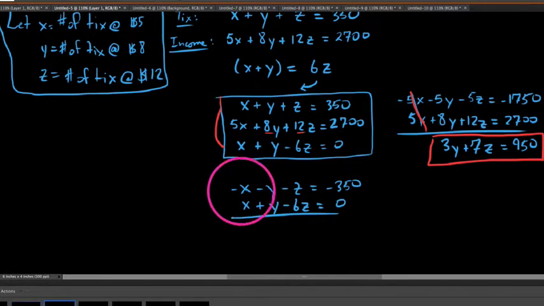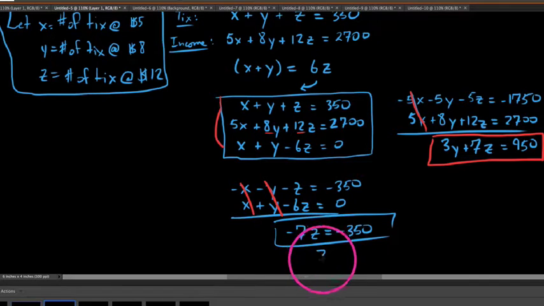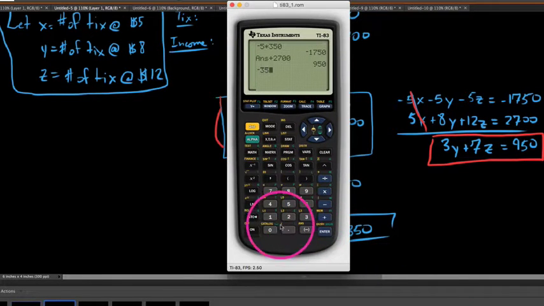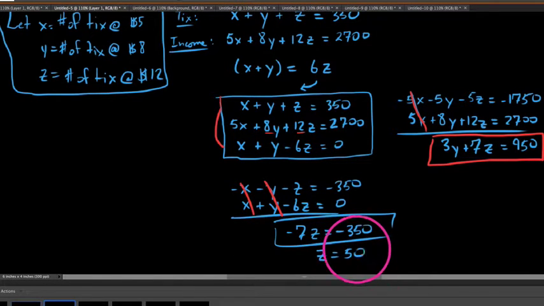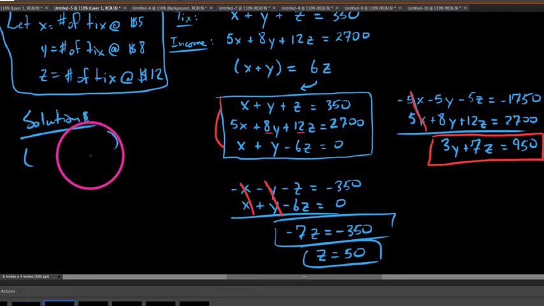So summing these up, we actually get our y's to cancel out along with our x's, and we end up with negative 7z is equal to negative 350. So something really cool happens here. From this single expression, we're able to solve for z by taking our negative 350 and dividing by negative 7, we get 50. So we've discovered now that z is 50. I'm already going to write then our solution. We say our solution has a z value of 50.